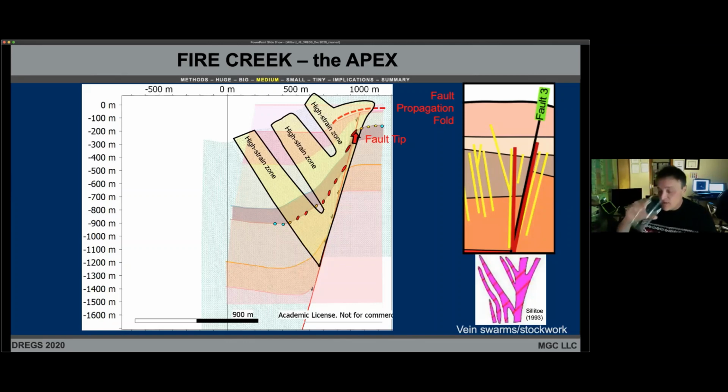Now, another neat feature this model predicted is where that fault tip has not been displaced enough to create a dislocation surface, you're actually getting this fault propagation fold. And this is something we subsequently identified in the field along strike. As we moved higher up in the section, you're actually seeing large, broad folds over these developing faults.